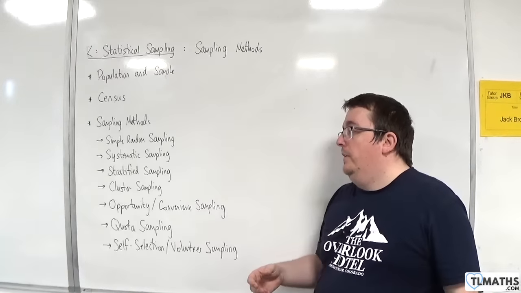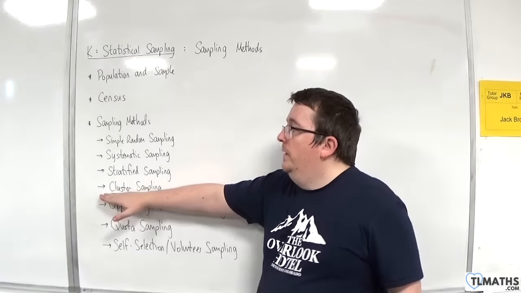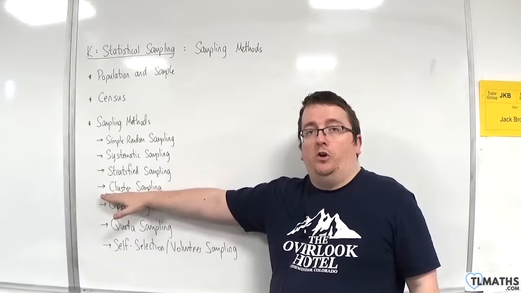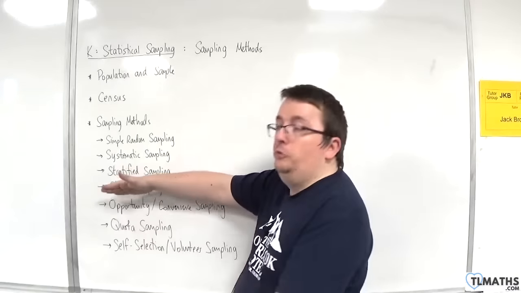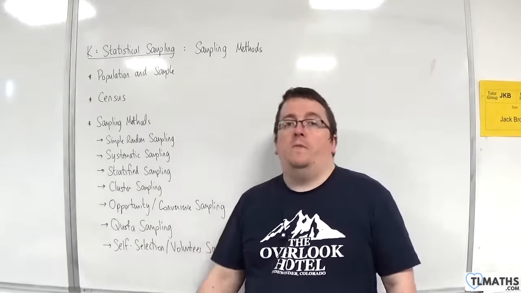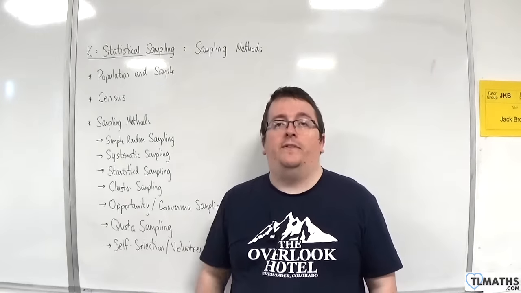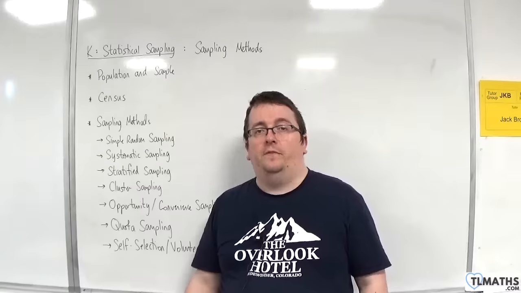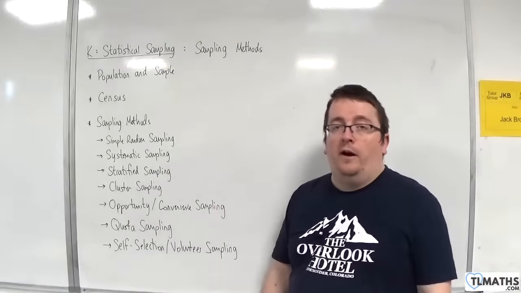Opportunity convenience sampling. From here on out, we no longer have a list of the whole population. Simple random sampling, systematic, stratified and cluster all require a list of the whole population that you're going to sample from. The remaining ones do not. Opportunity convenience sampling would be me going out onto the high street of a shopping centre and selecting people at random to complete a questionnaire. That would be opportunity convenience sampling because I'm selecting the people who walk past me.